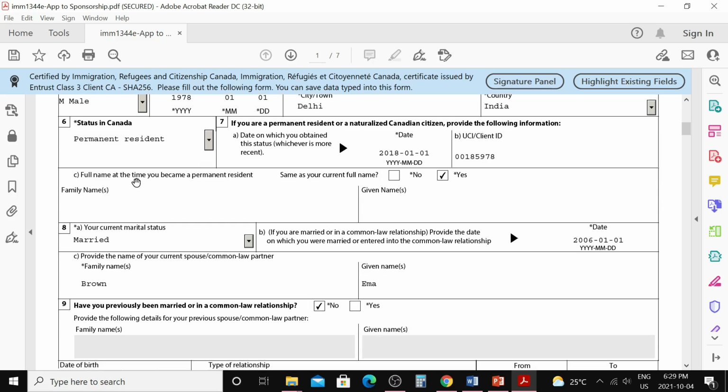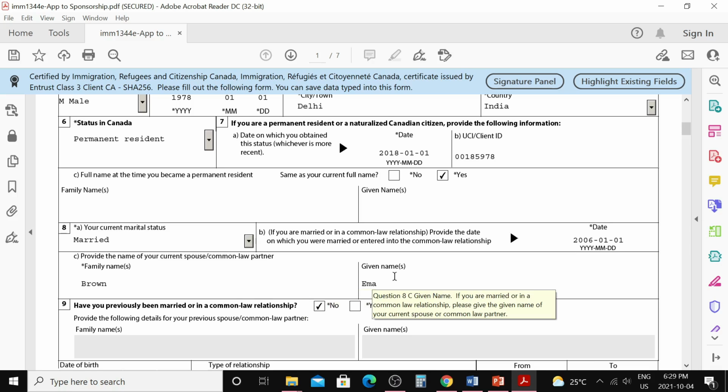After that, full name at the time you became a permanent resident. If it is different from the name you have now, you can say no and provide the name here. Otherwise, say yes, that my name was the same as I have now. Then you do not need to provide other information here. Your current marital status, question number 8. Married, unmarried accordingly. If you are married, then you need to provide your date of marriage, and then you need to provide your spouse's name. Again, same rule.